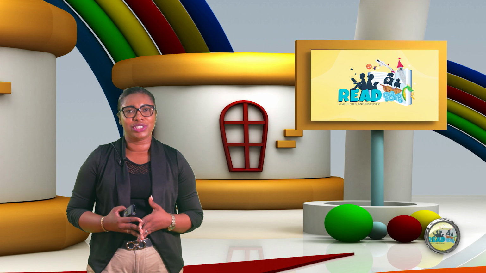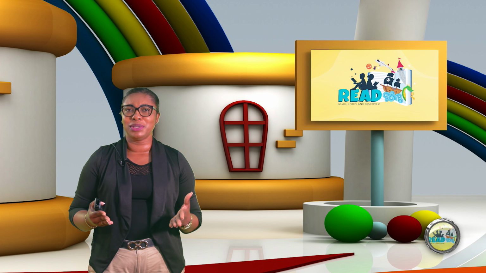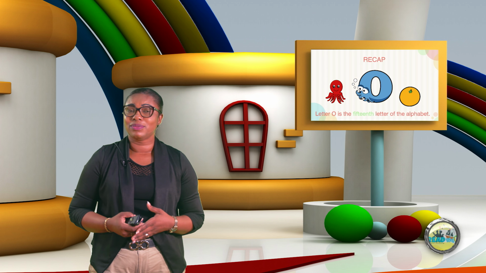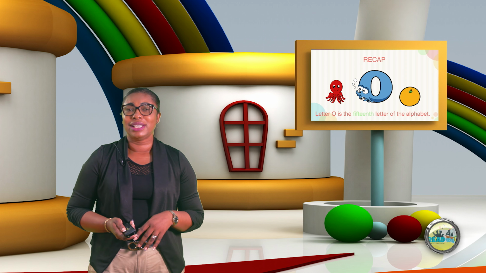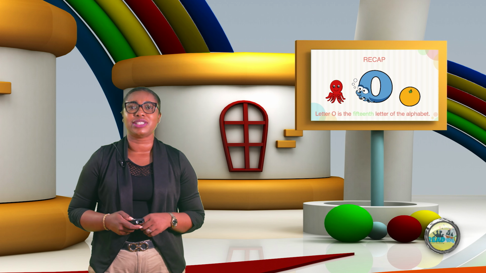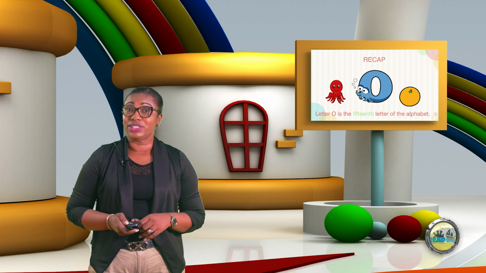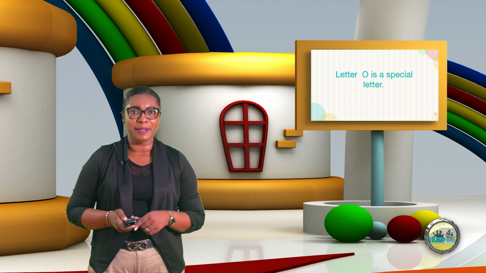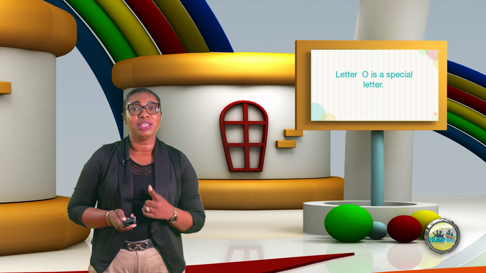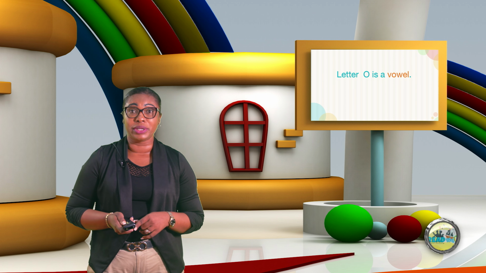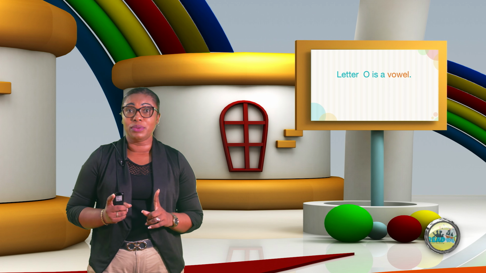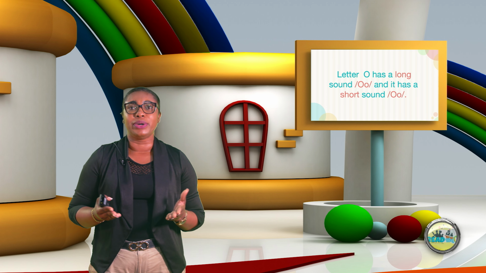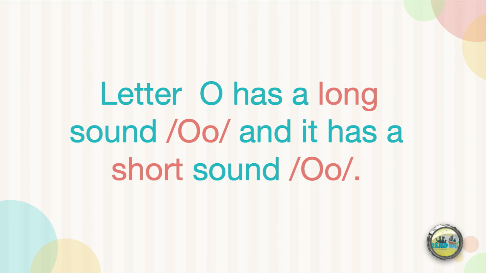Our last exploration was a pit stop at our optimistic friend, letter O. Do you remember what we found out? Well, we discovered that letter O is the 15th letter of the alphabet. Letter O, we found, is also very special. Can you remember why? Letter O, like many others, is considered a vowel. And we've learned so far that vowels have a long sound and a short sound. So letter O has a long sound and a short sound.